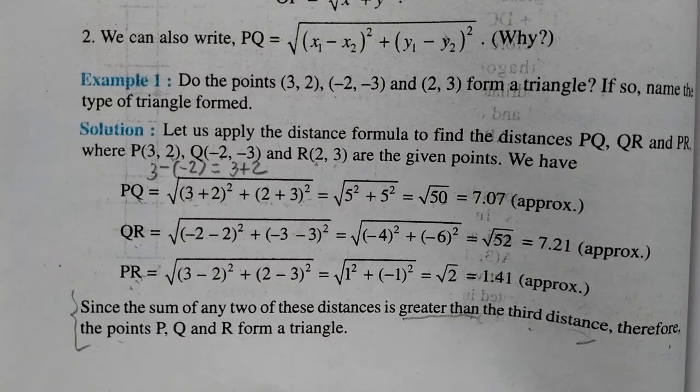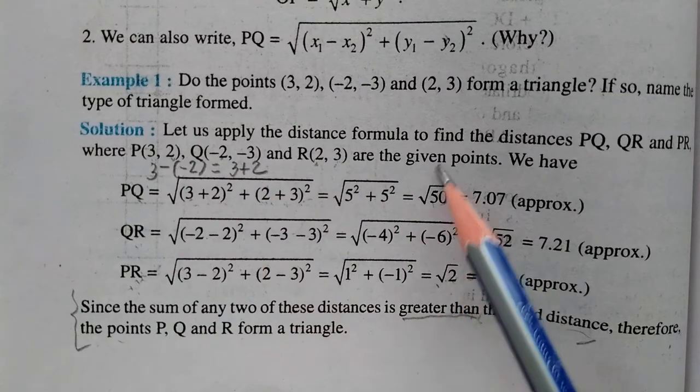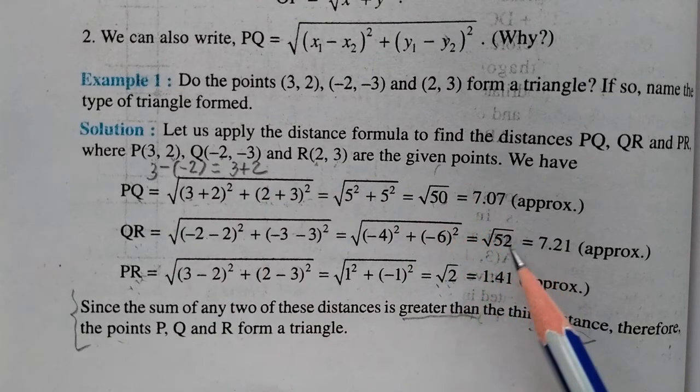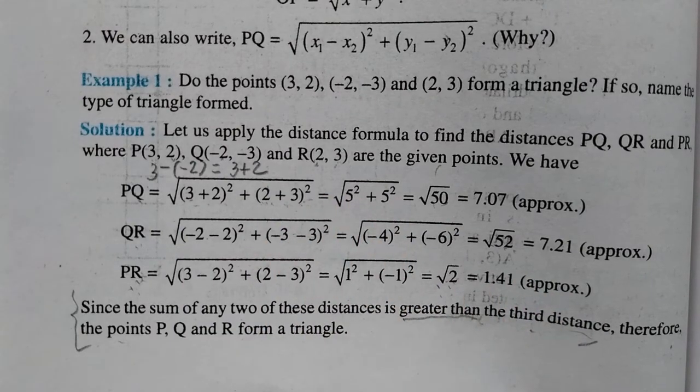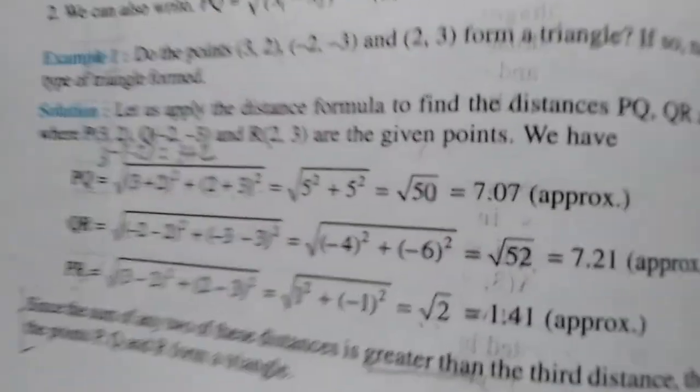So now you can see, children, PQ square is 50, PR square is 2. Squaring, children, I am speaking. PQ square is 50, PR square is 2. Add them, so 50 plus 2 is 52, and that is QR square. So this is a right angle triangle, children, by Pythagoras.